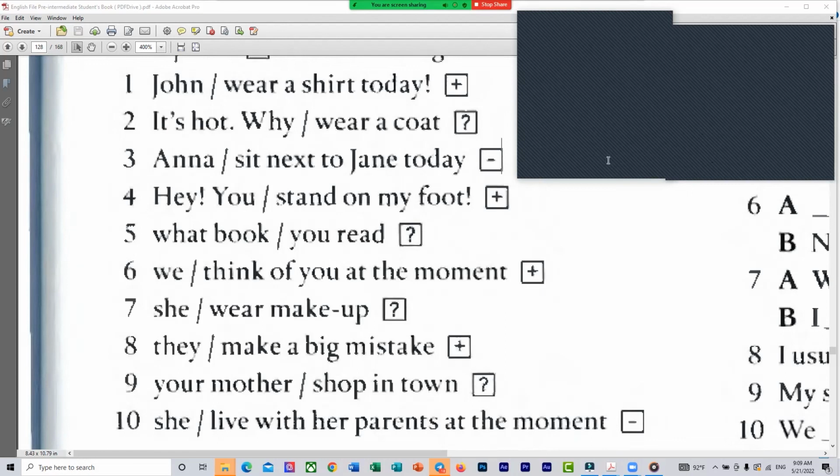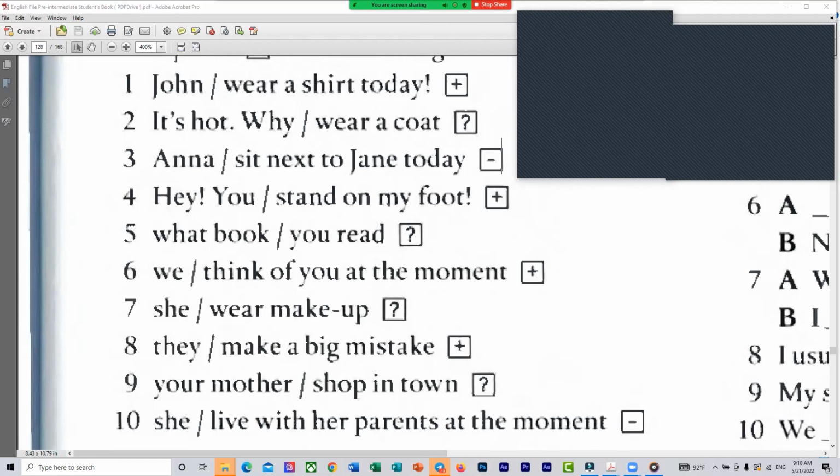Go back to Boray, number 9. Sorry, teacher. Could you hear me clearly or not? Yes, of course. Thank you, teacher. Is your mother shopping in town? Good. Is your mother shopping? Okay, with double P. Is your mother shopping?